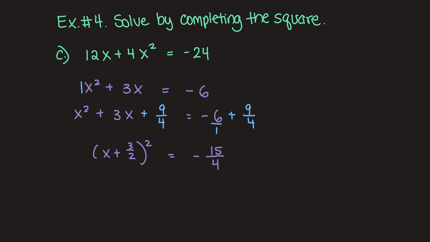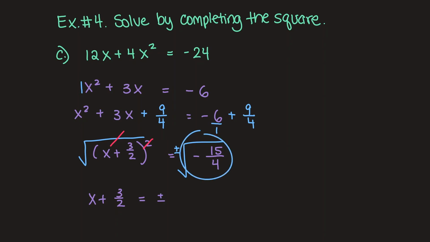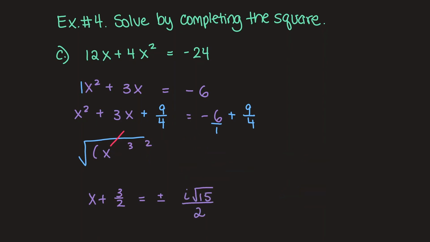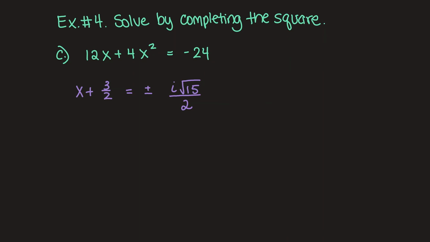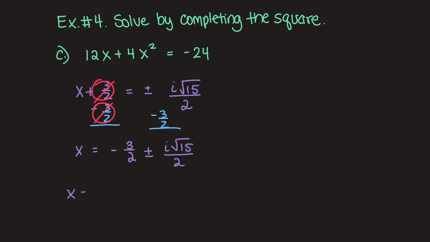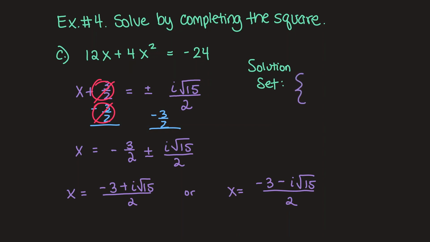Now we can use the square root property and take the square root of both sides. This will cancel out the square on the left side, and we have plus or minus the square root of -15 over 4 on the right side. The radical will simplify to i times the square root of 15 over 2. And then to solve for x, we subtract 3 over 2 from both sides. So x equals -3 plus i square root 15 over 2, or x equals -3 minus i square root 15 over 2, which is the same as saying our solutions are -3 plus or minus i square root 15 over 2.